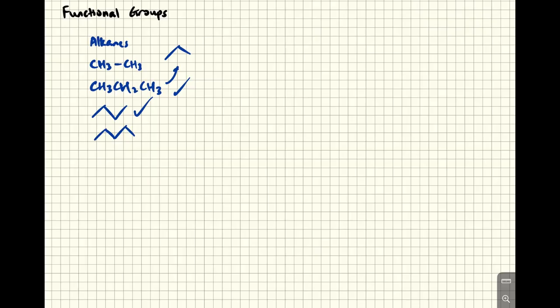You also have alkenes. So instead of single bonds, alkenes have double bonds. So for example, for butene, 4 carbons, but you have maybe a double bond somewhere. Maybe it can be here, or it can also be here. Unlike alkanes, they are more reactive, and they are generally used to make plastics, like for example, polyethylene.